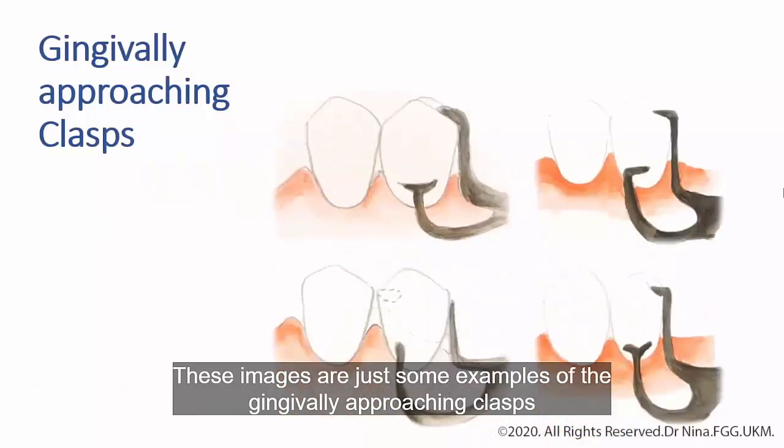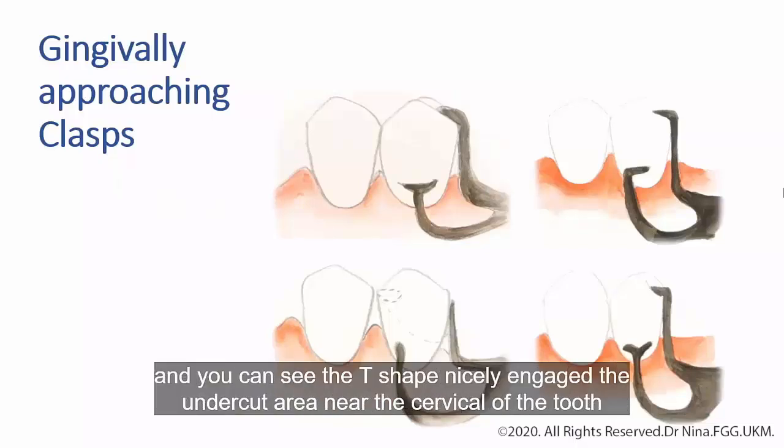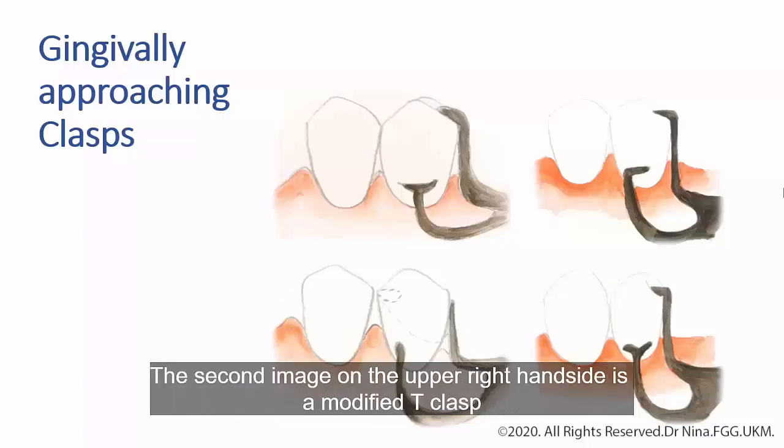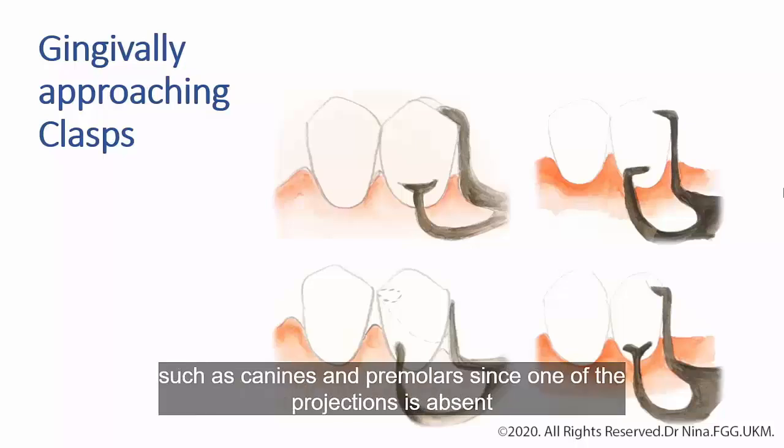These images are just some examples of the gingivally approaching clasps. The first image on the upper left side is a T-clasp. It is the most commonly used gingivally approaching clasp, and you can see the T-shape which nicely engages the undercut near the cervical portion of the tooth. The second image on the upper right hand side is a modified T-clasp. This clasp type is more appropriate to use in abutment teeth with aesthetic considerations such as canines and premolars, since one of the projections is absent.